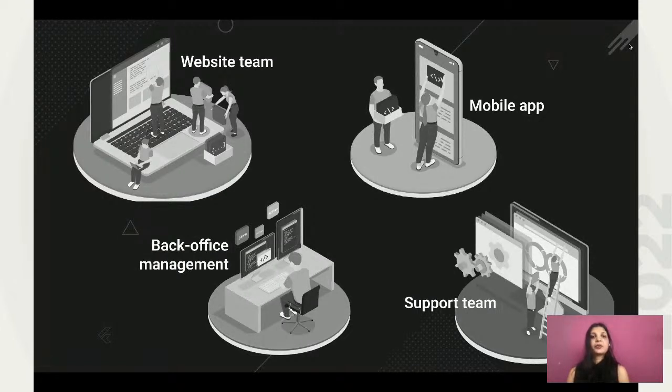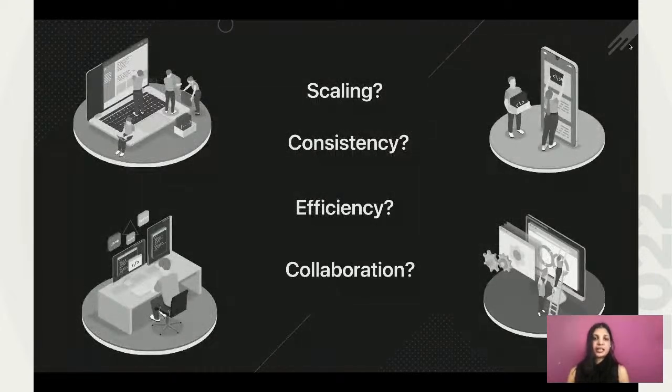On one side, our product grows. It requires more screens and new features. On the other hand, our team size grows. For a product, we might require one website team, one core product team, one back office management team, a support team, and so on. So now multiple teams are working on a single brand. We start facing challenges like scaling. We need a system which is scalable, where we can maintain consistency while scaling. We need to make sure the team is working efficiently and collaboration between the teams is in place.